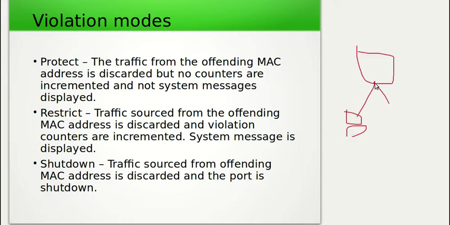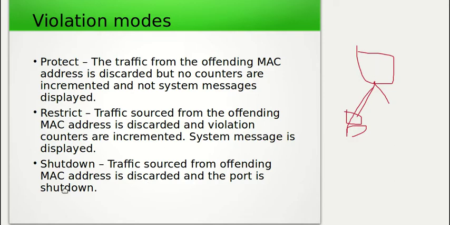With the restrict mode, if this was a rogue device, traffic would be discarded, but also the violations counter for the show commands will be incremented and the system messages will be displayed as well, which means that we will be able to see whether a violation has occurred. Now with restrict and protect mode, once we connect the trusted device back into our switch, traffic from the trusted device will be allowed to flow through the switch and will be processed by the switch.